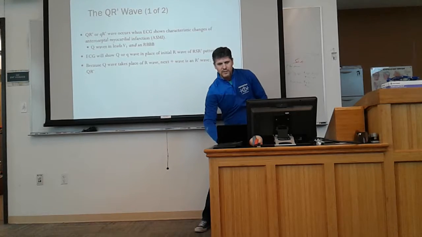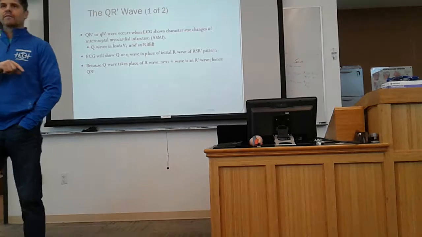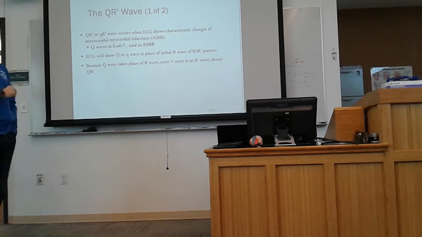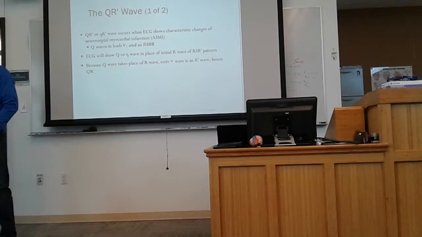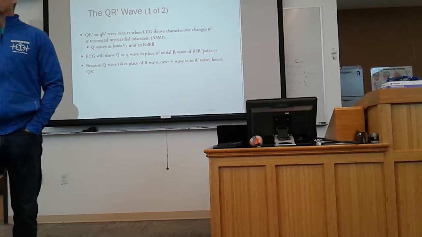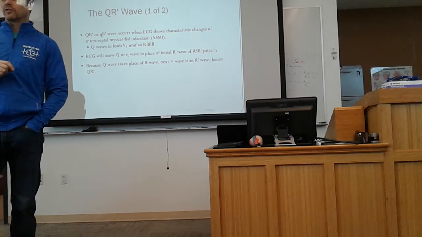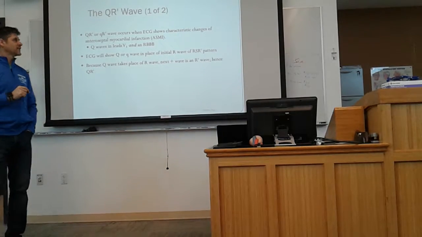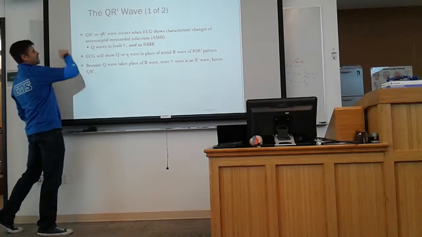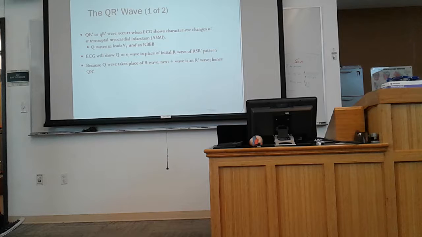In which case, instead of an RSR pattern, we get a QR pattern. And we actually call it QR prime in this case. We call it that because we know that that Q wave is actually not a pathologic Q wave. It's an actual R wave for the left ventricle. That makes sense? So we sometimes see a QR or QR prime pattern on that left side when we have a right bundle branch block.